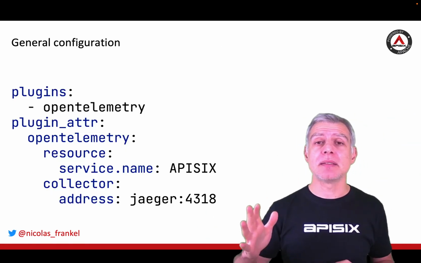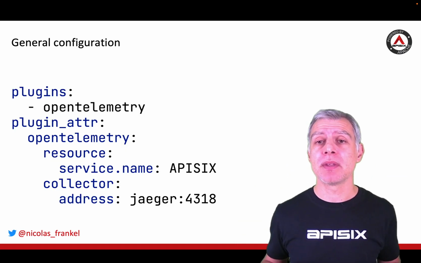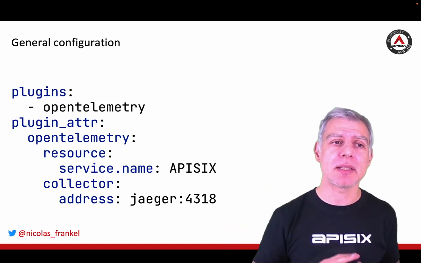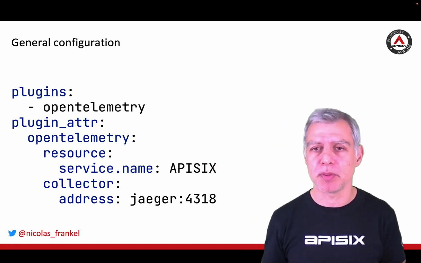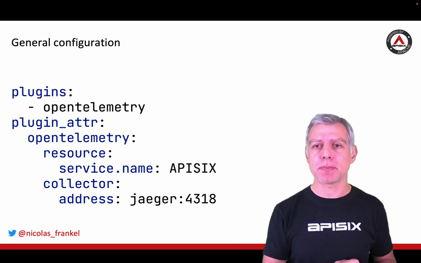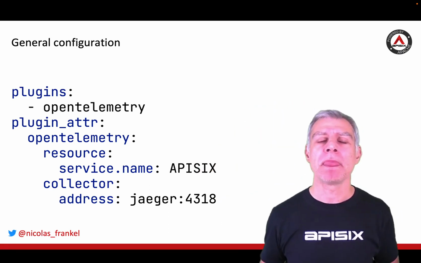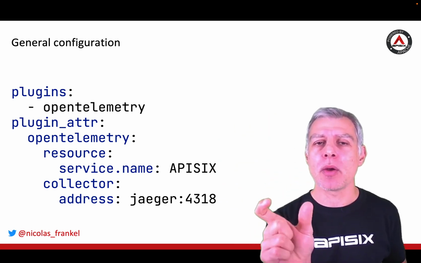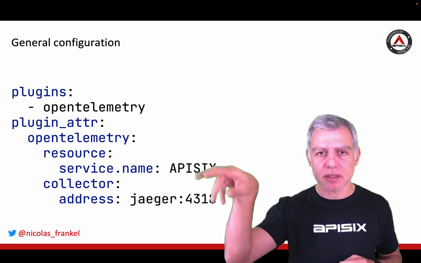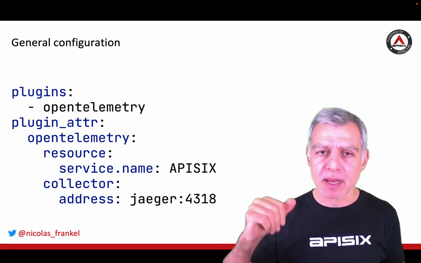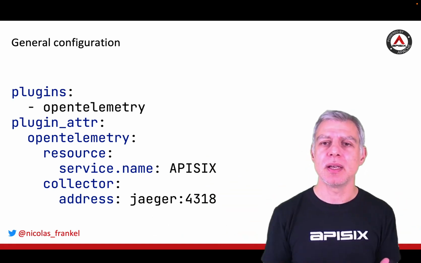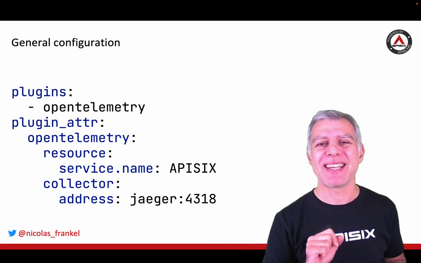So to configure it, there is this general configuration. As I mentioned, Apache APISIX has a plugin architecture. So here I say, hey, I will be using OpenTelemetry. It's an out-of-the-box plugin. You don't need to write any code. And then you can tell, hey, this is the name by which I want to be known in the data of OpenTelemetry. And this is where I will send the data. So I will be using Docker Compose. And so I have a dedicated Jaeger component.